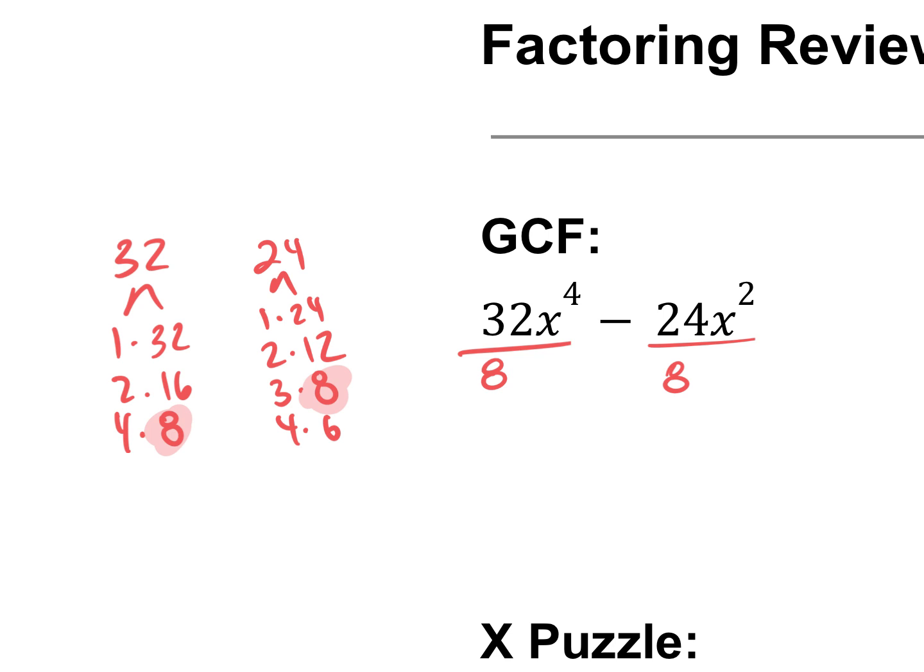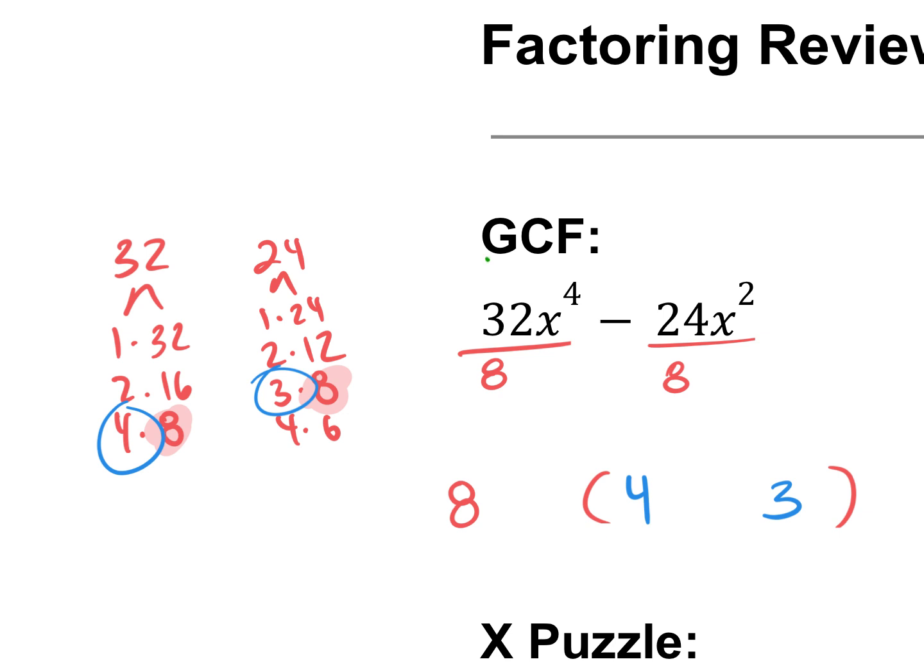So when I divide by 8, my 32 divided by 8 gives me this 4. So the 4 goes here. And my 24 divided by 8 gives me 3. So 3 goes here. And I left some spaces because I still have to go back and deal with the x's.